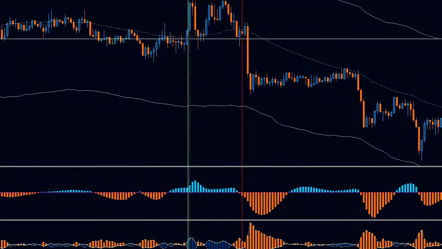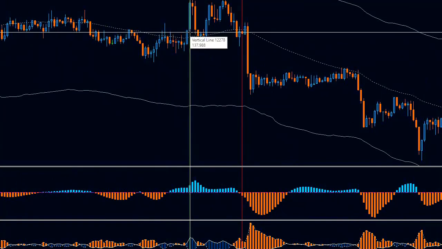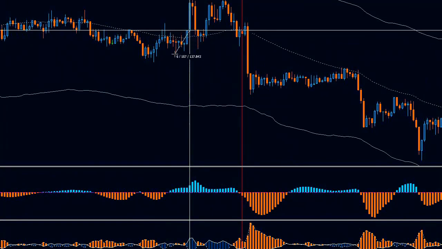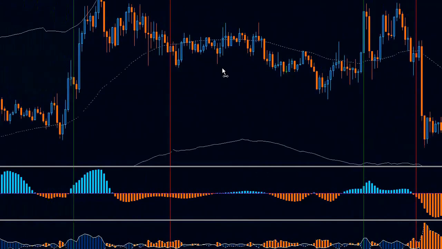Again, price crossed over. We would have entered at the open of this candle here. Furthest point away was about 16 or 17 pips. And we would have hit that target fairly quickly.